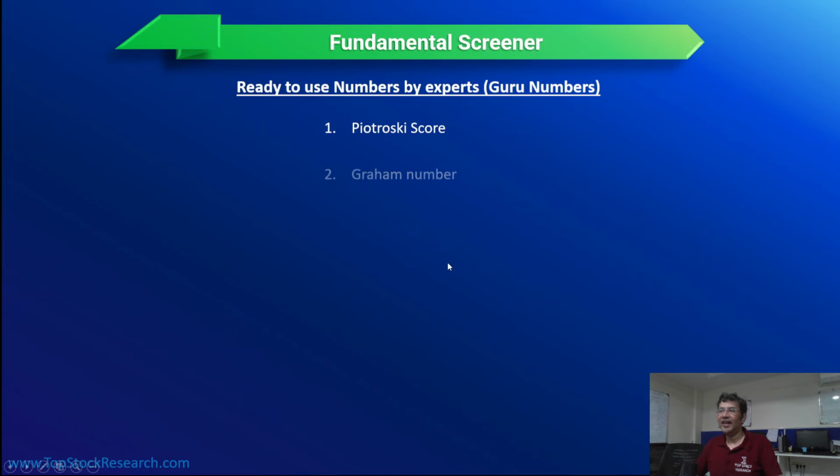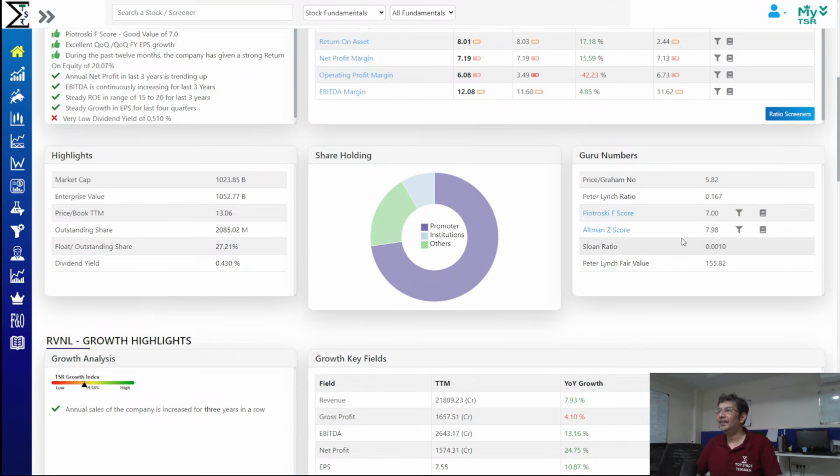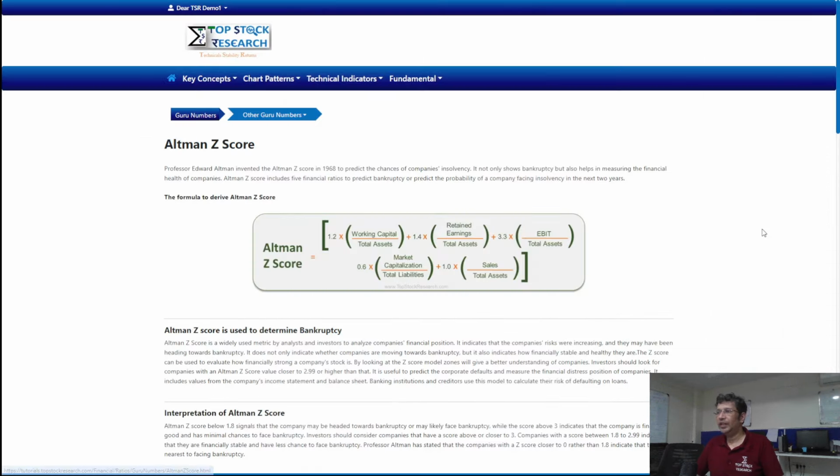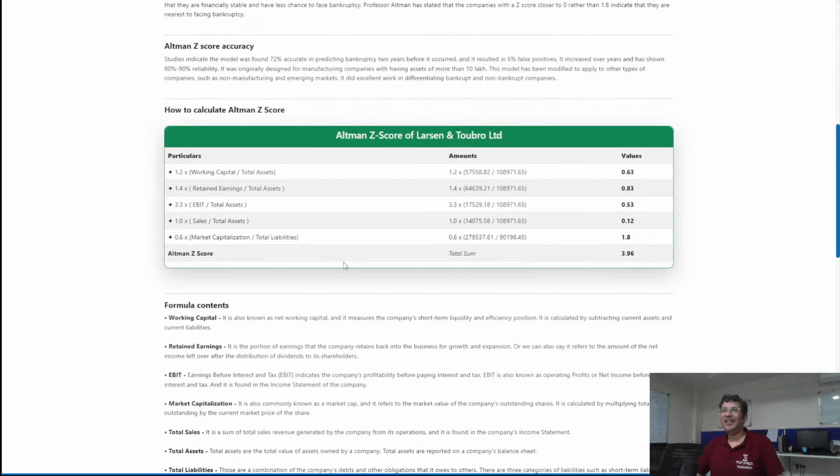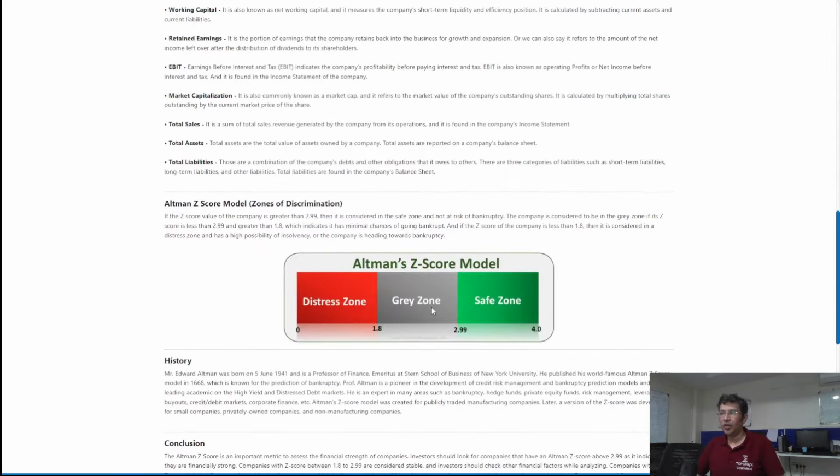Then you have other numbers like the Graham number, which gives you fair value. You have the Altman Z-score, which tells how stable the company is. For example, in this case, it is 7.9, which is considered to be pretty good. If you want to know more about it, you can go here and see what the formula is. You don't need to understand the formula. You can directly see where it falls. If it is above 2.99, it's considered to be safe. So if you are worried about your capital when investing in a company, then the Altman Z-score will be a good parameter to look at.